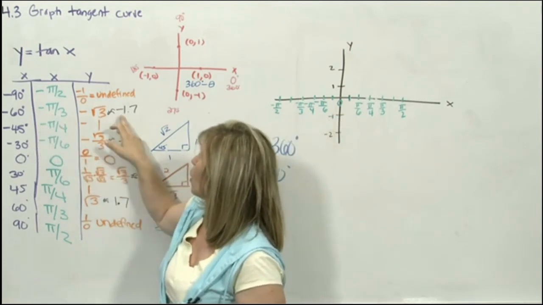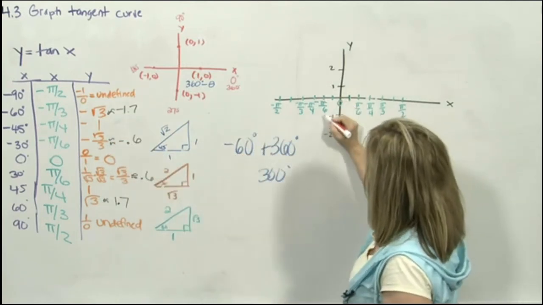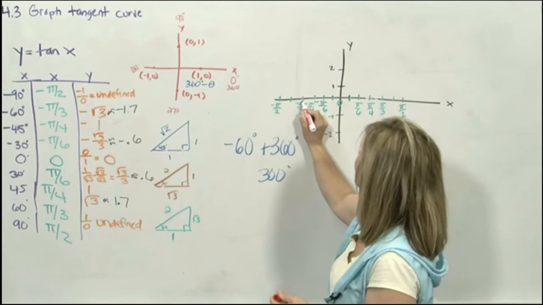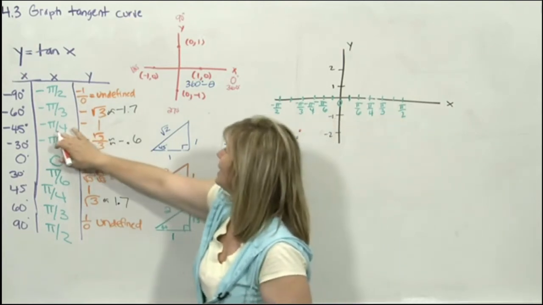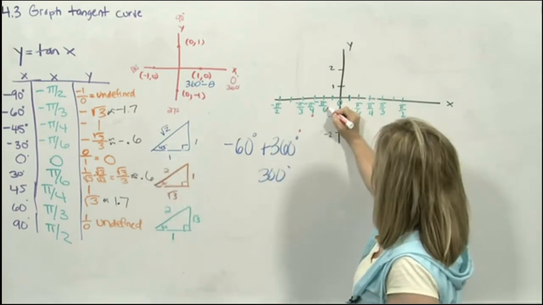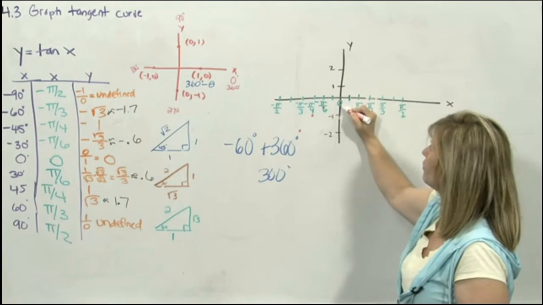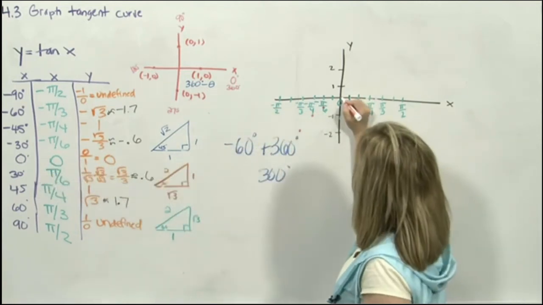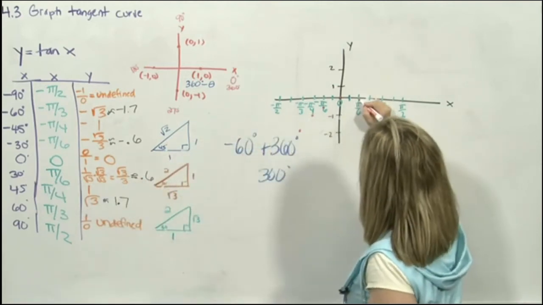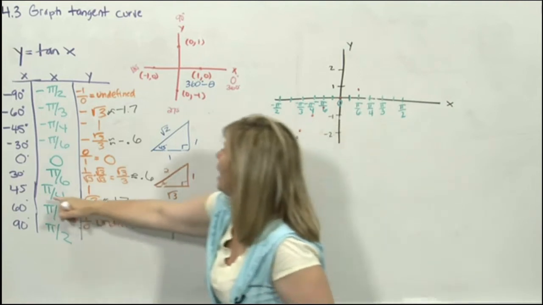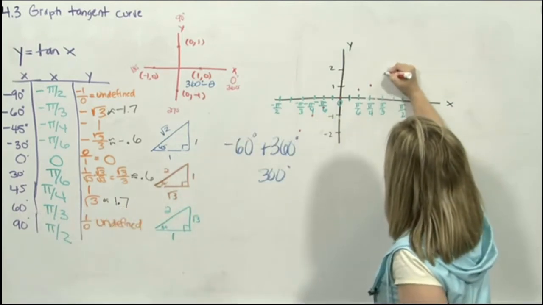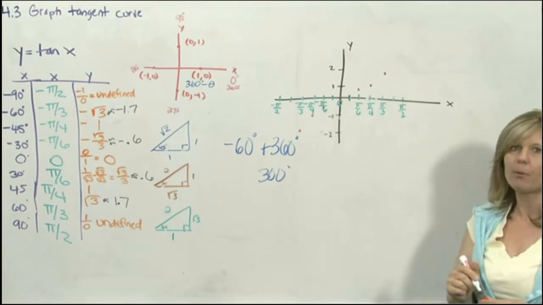At negative 60 degrees, we're going to be at negative 1.7. Just estimating. At negative 45 degrees, I'm at negative 1. At negative 30 degrees, I'm at negative 6/10, somewhere between 0 and negative 1. At 0 degrees, I'm at 0. At 30 degrees, I'm at 6/10, halfway. At 45 degrees, I'm at 1. At 60 degrees, I'm at 1.7, somewhere between 1 and 2. So those are my points plotted.